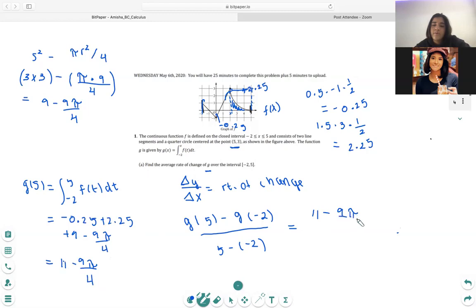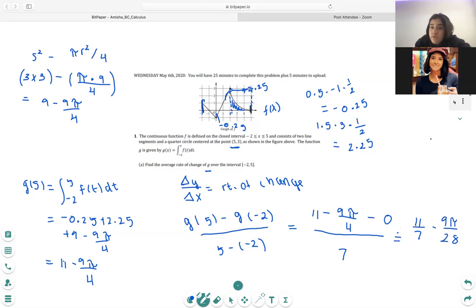11 minus 9 pi over 4 minus g of -2. So g of -2 is the integral of f of t from -2 to -2, which is 0 because they cancel out. So we'll get minus 0 divided by 7. So here, if we solve this out, we'll get 11/7 minus 9 pi over 28. That is the average rate of change of g on this interval.